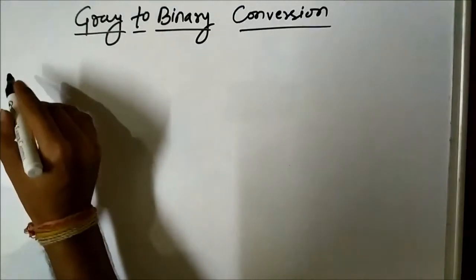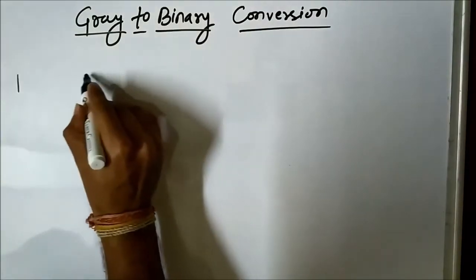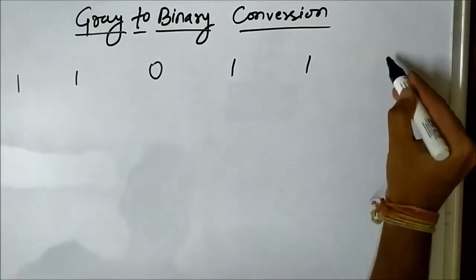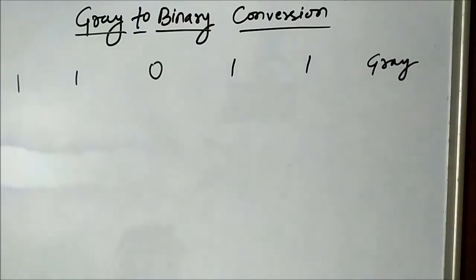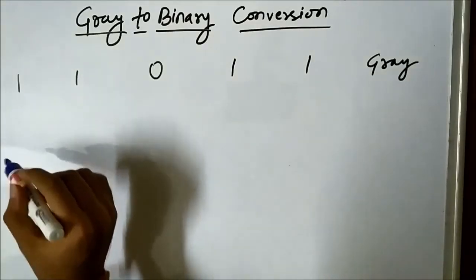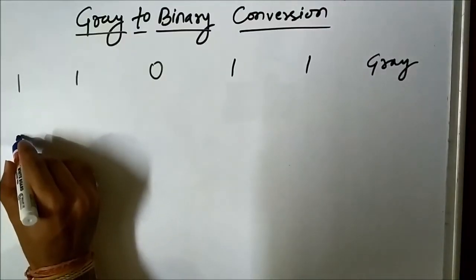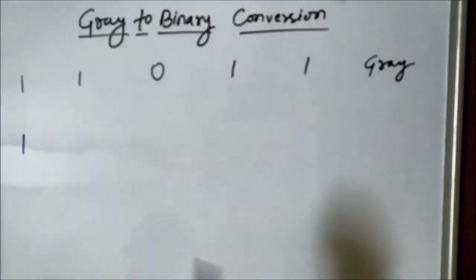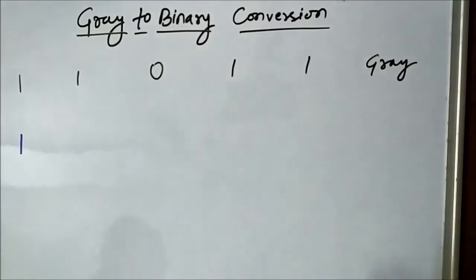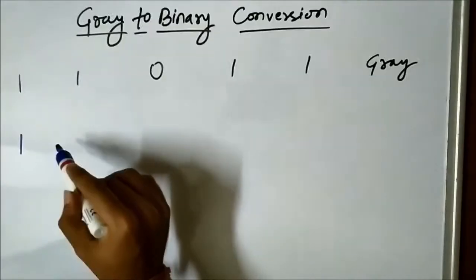Let's say we have been given a gray code 1 1 0 1 1. This is the gray code and we have to find out the equivalent binary form. As we did in binary to gray, the MSB of the gray is the same as the MSB of the binary. So we'll copy the MSB bit as it is in the binary number also. The MSB bit will always be the same.